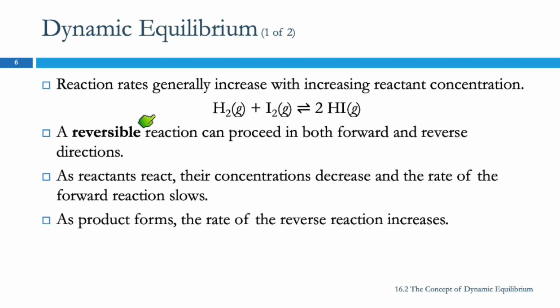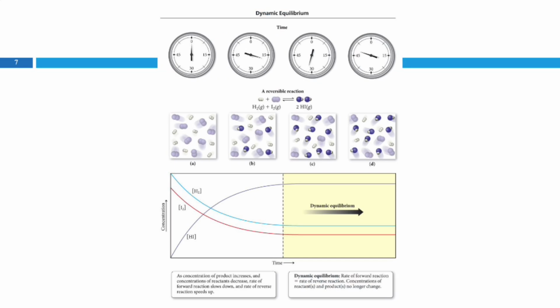As the reaction goes in the forward direction, the reactant concentrations go down, and so the rate of the forward reaction gets slower. As the reaction goes forward, the concentrations of the products become larger, and that causes the rate of the reverse reaction to increase. So as the reaction goes on, the rate of the forward reaction gets slower and the rate of the reverse reaction gets faster until at some point they become the same rate. They are equal to each other.